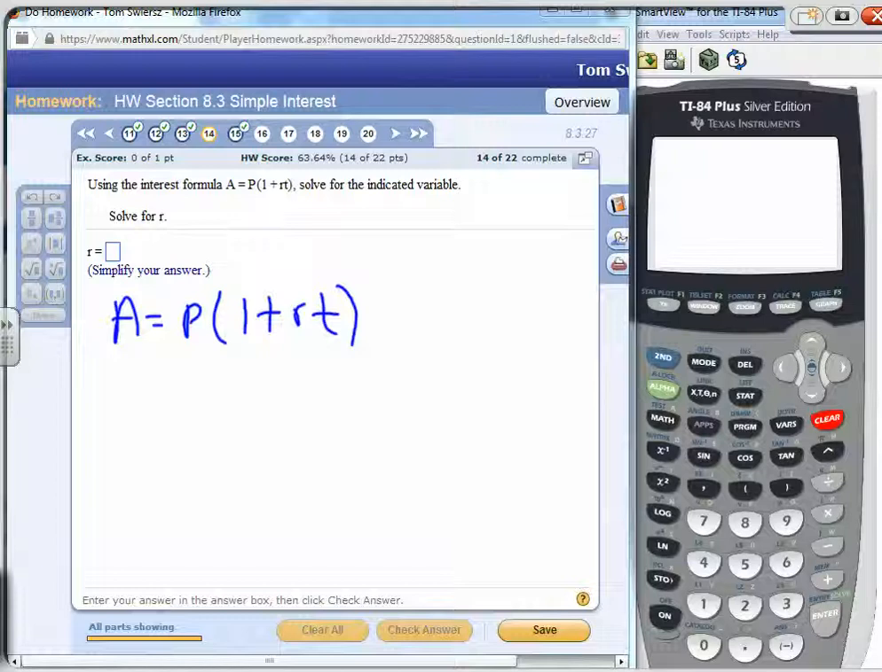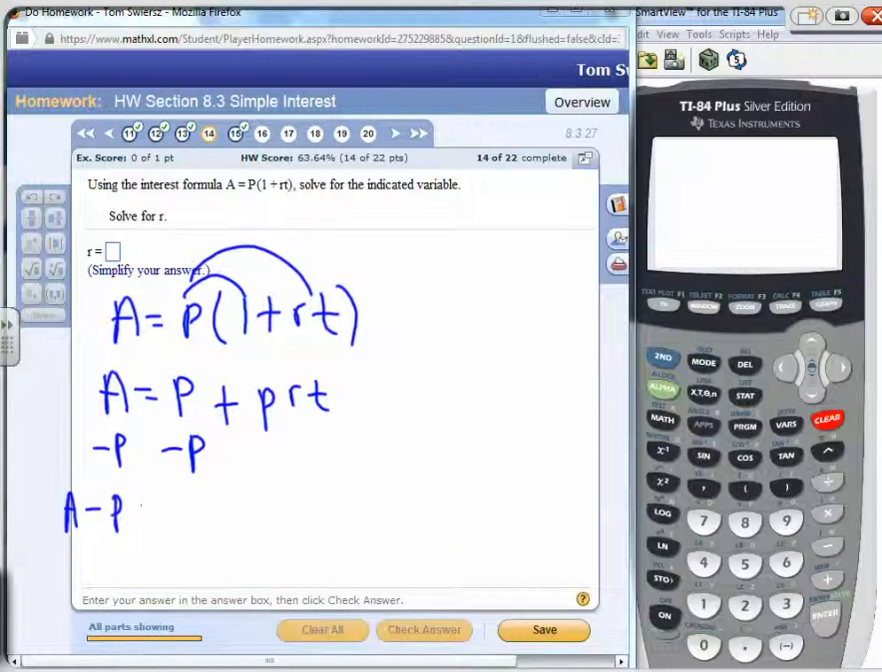What you're going to have to do is distribute the P first, just like we did in the previous problems about finding the simple interest rate. So copy down the left side, A. P times 1 is P, and P times RT is PRT. Now, we're solving for R. We're adding P to this, so we want to get rid of it. We want to make it 0. So we'll subtract P. On the left side, we get A minus P. Here P minus P is 0. So we get P times R times T.